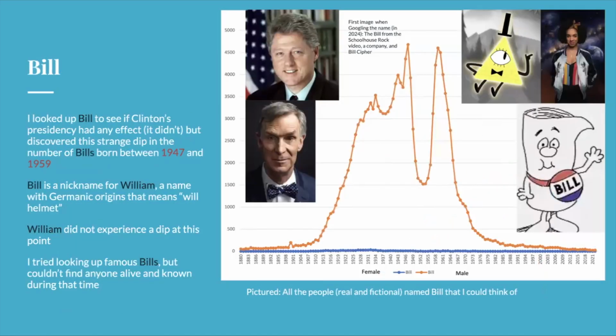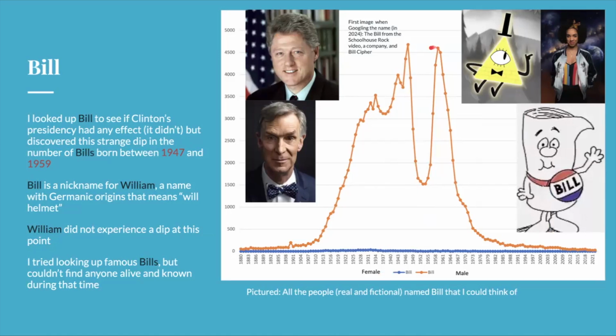All right, next is the name Bill. As I mentioned, I had the president slides, so I looked up Bill to see if Clinton's presidency had an effect. It didn't. But I discovered this strange dip in the number of Bills born between 1947 and 1959. Bill is a nickname for William, which is a name with Germanic origins that means will helmet. Bill is not often used as a given name. Usually you just name your kid William and you call him Bill anyway.